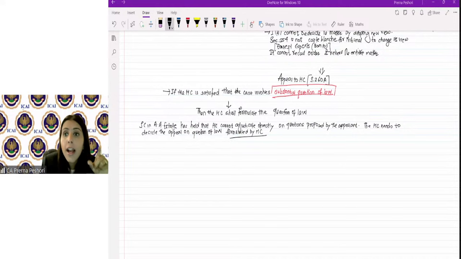So the High Court has to formulate those questions of law. When the appeal is presented, of course, the appellant will also formulate the question of law. But then the High Court has to decide and formulate its own question before deciding the appeal. Are we clear? Yes or no, students? Any questions?